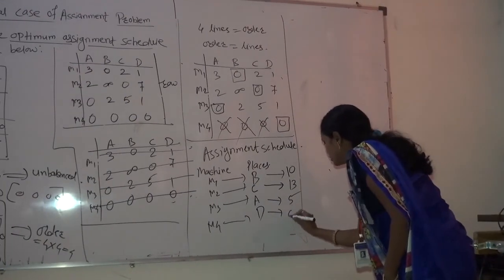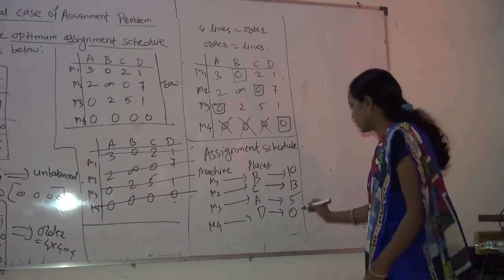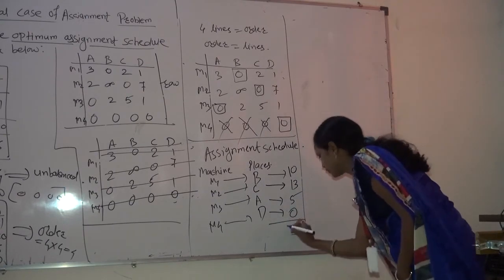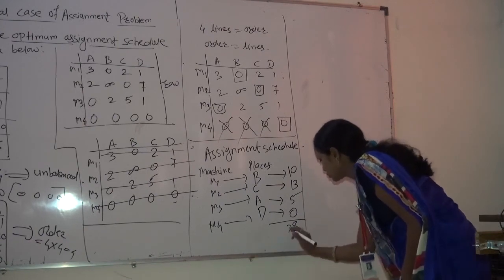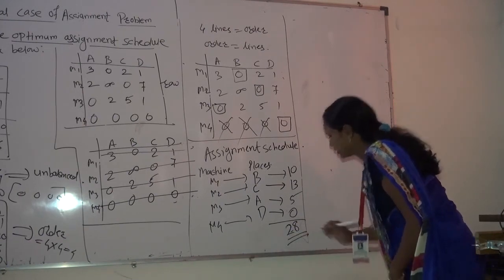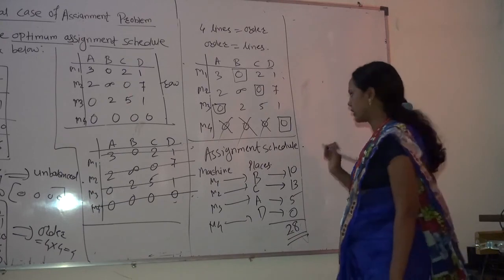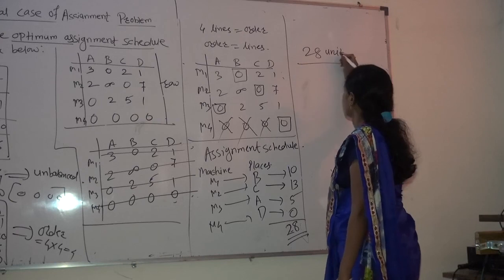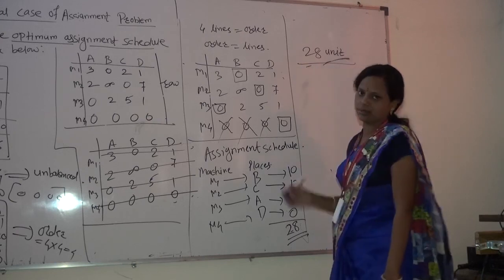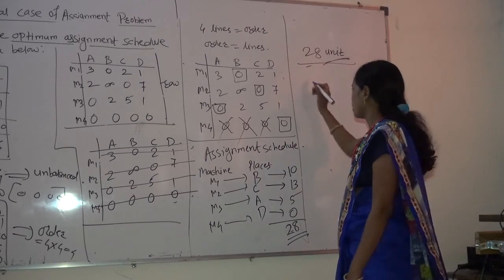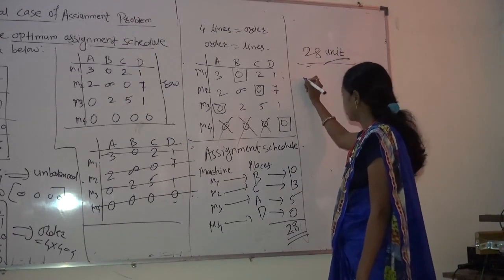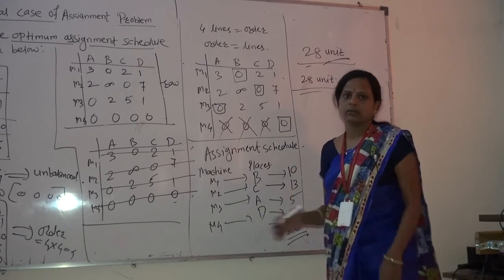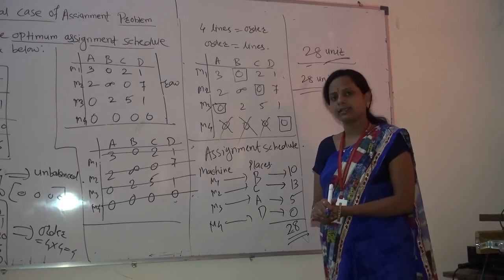0. Value is 0. So now we have to add: 13 plus 10, 23, 23 plus 5, 28. If the unit is not given in the question, then you always have to write 28 units. The unit must be written. For this, half a mark is given in the board, HSC board. So our final answer, optimum assignment schedule, 28 units with all these places. Thank you so much. We will meet in the next video, next lecture.